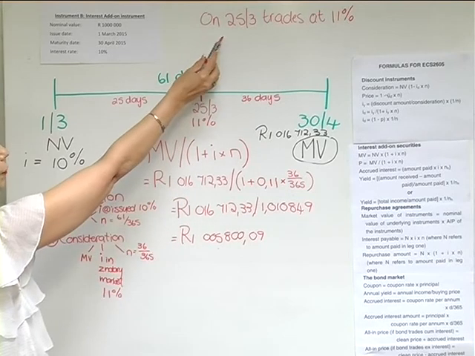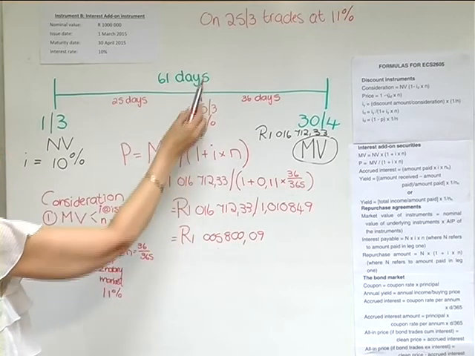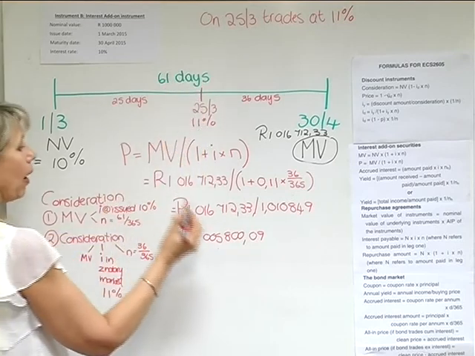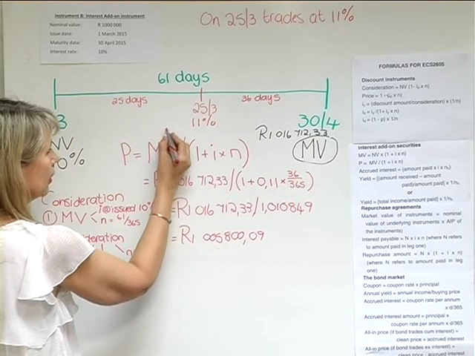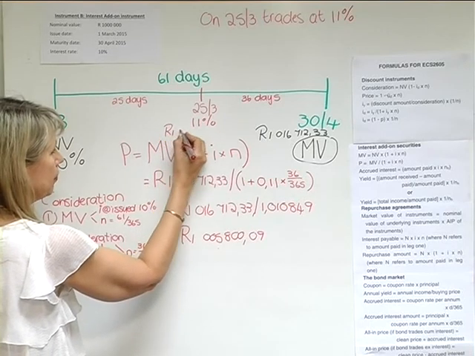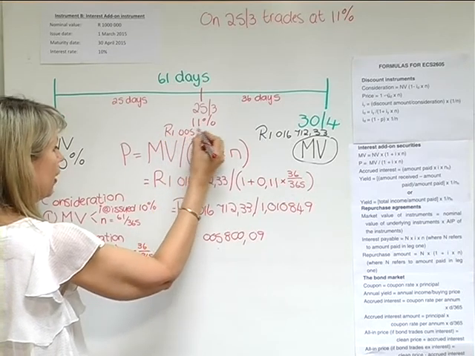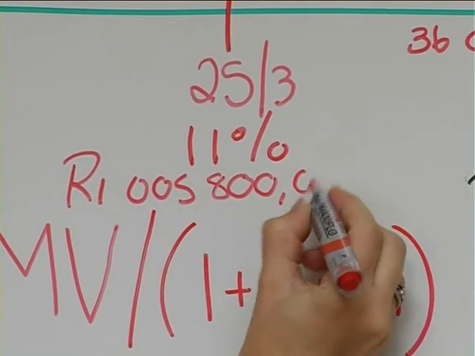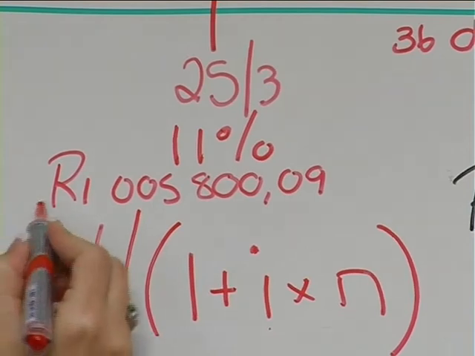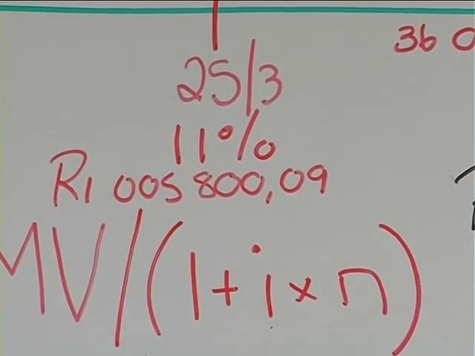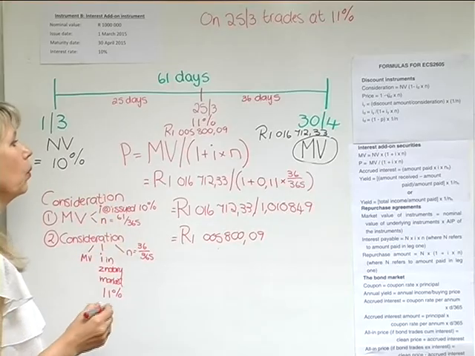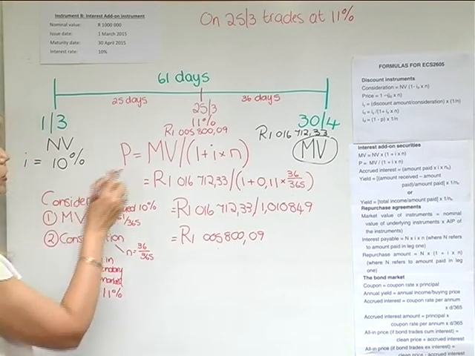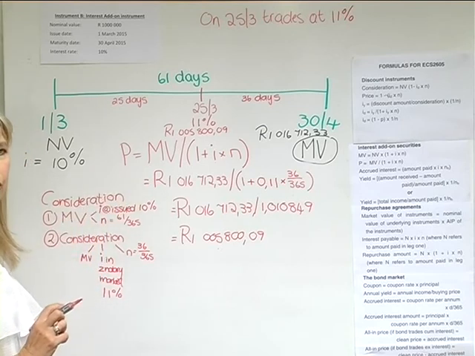So on the 25th of March, when it trades at 11%, the buyer is going to pay 1,005,800 rand and 9 cents for it. We're going to keep that there because we're going to use that in the next video clip when we calculate the return on this interest add-on instrument.